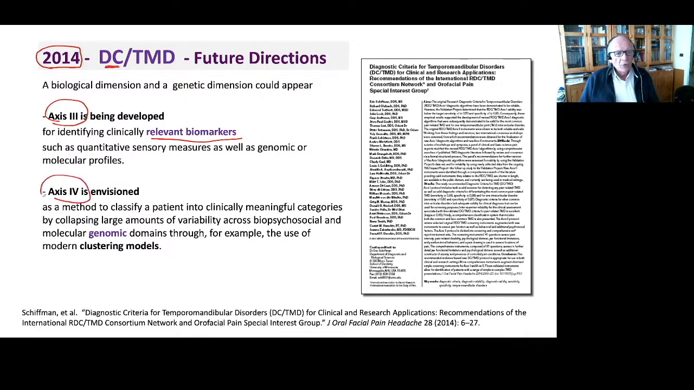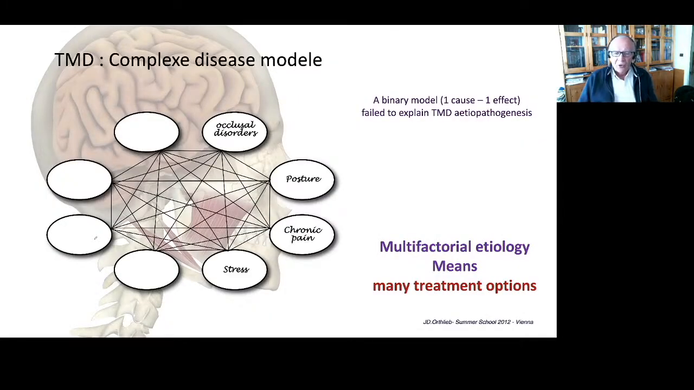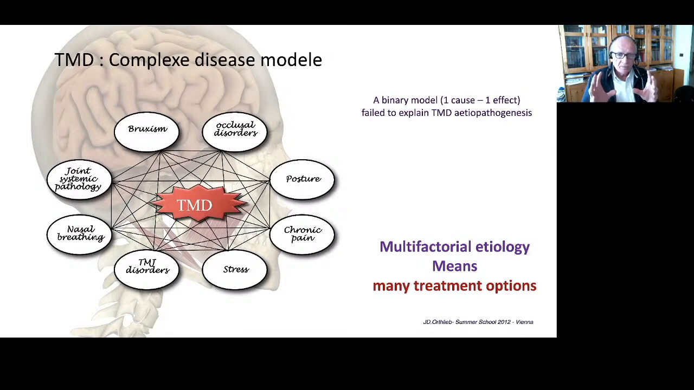And eventually a fourth axis concerning globally some clustering models. So this group is able to change. I'm happy for this. 3D is complex. The face is complex. There are a lot of things around the teeth. And if you try to explain temporomandibular disorder by a simple binary model, one cause, one effect, you are completely wrong. It is a multifactorial etiology.